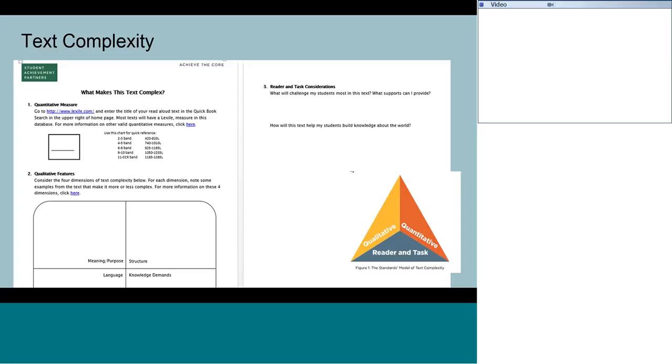When I looked at what students needed to know in order to read FDR's inaugural address, they really needed to understand what Vera's experience was in a letter, and the images would really help students understand what FDR was dealing with when he gave that speech. And the last piece is reader and task considerations. What will challenge my students most in the text, and what supports can I provide? And how will this text help my students build knowledge about the world? To look at that, let's look at the next slide, please.